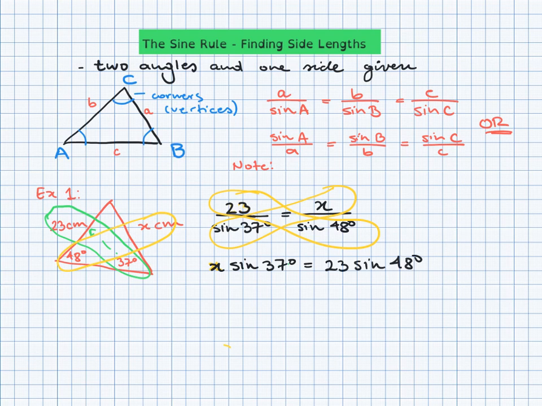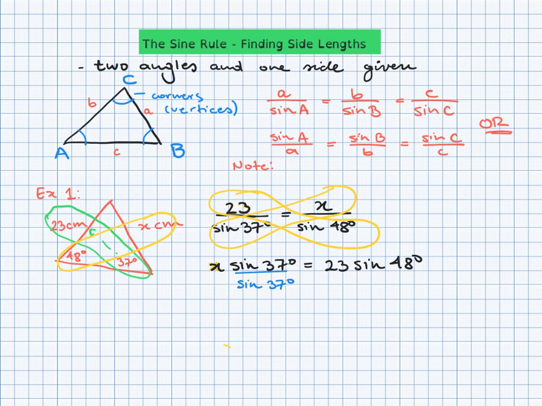Now we do have x times sine 37. We only need x. So what we're going to do, we're going to divide both sides by sine 37. And I have mentioned this before, so why are we dividing by the same number here?